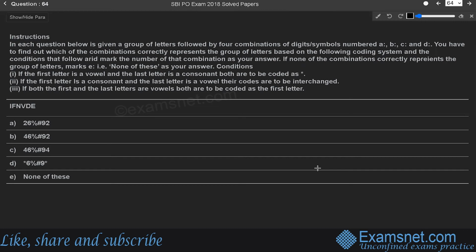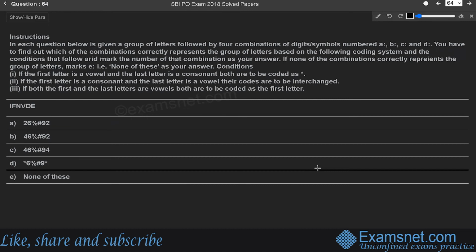In each question below is given a group of letters followed by 4 combinations of digits or symbols numbered A, B, C, and D. You have to find out which of the combinations correctly represents the group of letters based on the following coding system and conditions that follow. Mark the number of that combination as your answer. If none of the combinations correctly represents the group of letters, mark none of these as your answer.